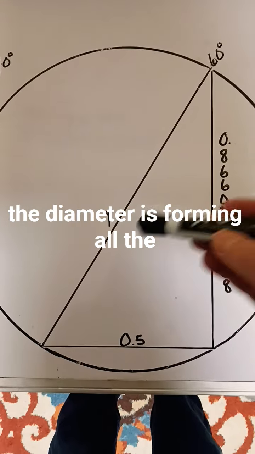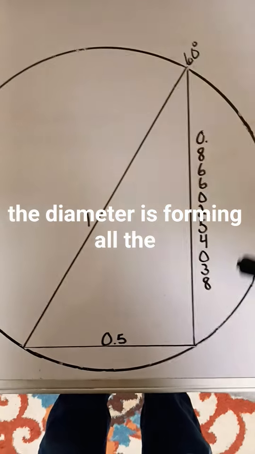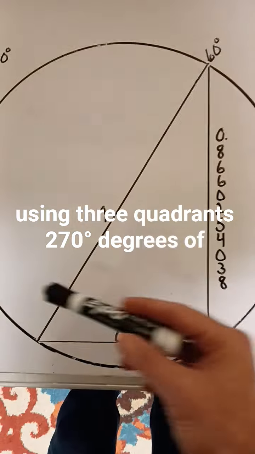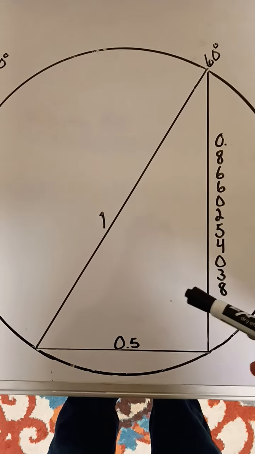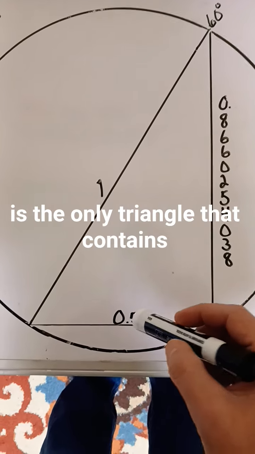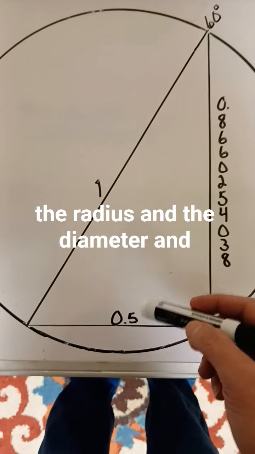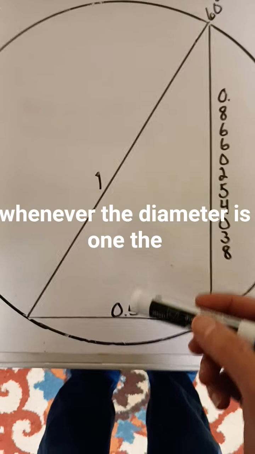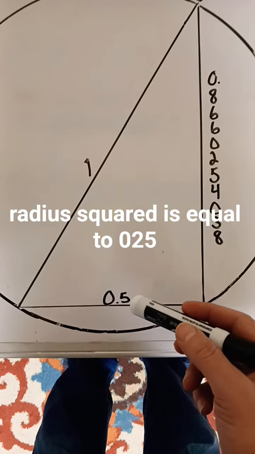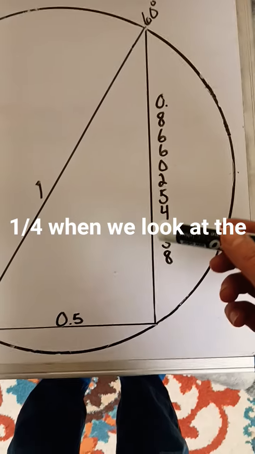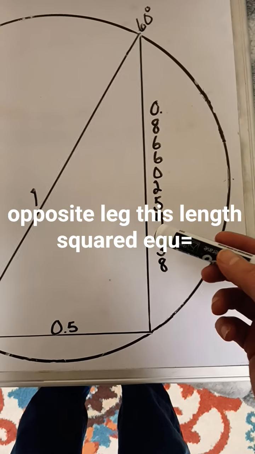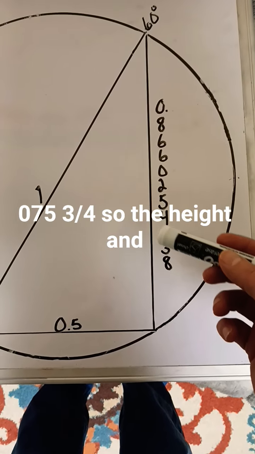At the same time, the diameter is forming all the right triangles inside of the circle using 3 quadrants, 270 degrees of the circle. The 30, 60, 90 triangle is the only triangle that contains the radius and the diameter. And whenever the diameter is 1, the radius squared is equal to 0.25, 1/4. When we look at the opposite leg, this length squared equals 0.75, 3/4.